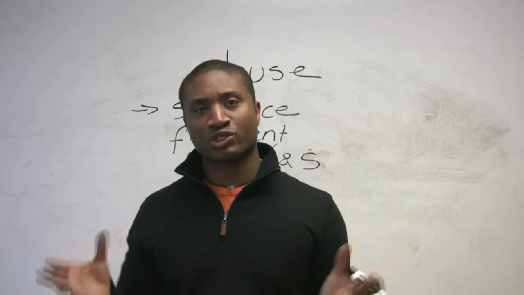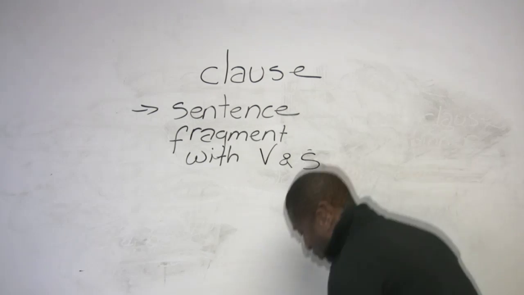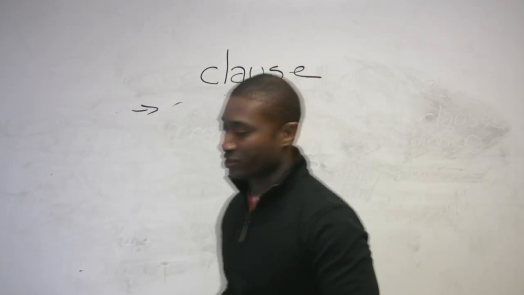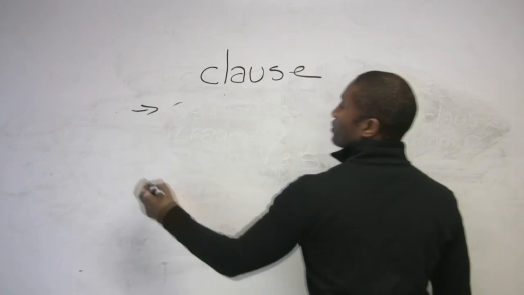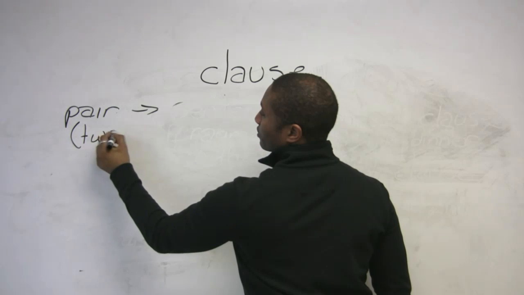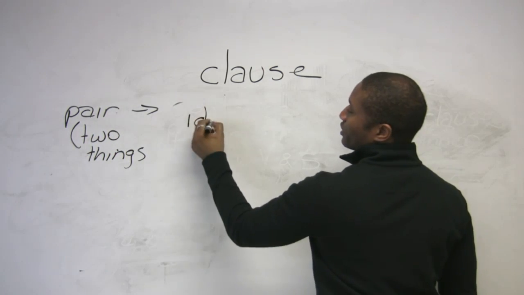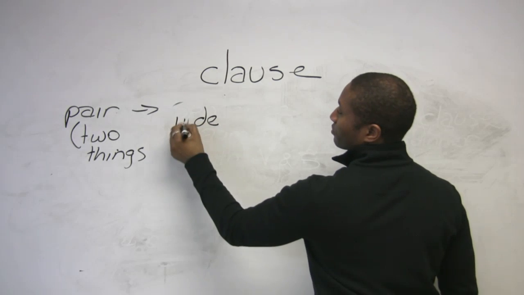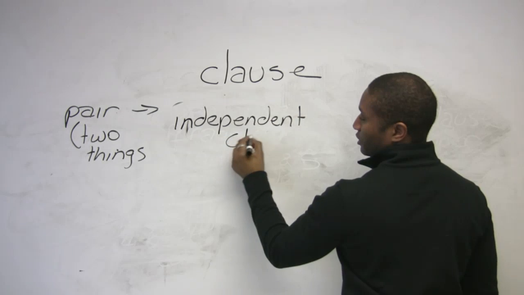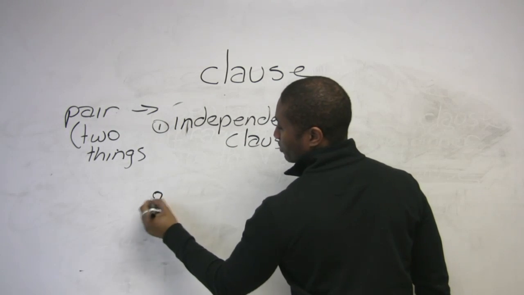What we want to do is look at the structure of clauses. So, when we're doing this, you'll notice the first thing about a clause is it comes in two parts. It's a pair, right? And being a pair, which means two things, we have one part which is called the independent clause. And we have the second part, which we call the dependent clause.